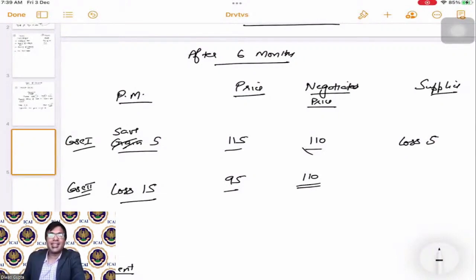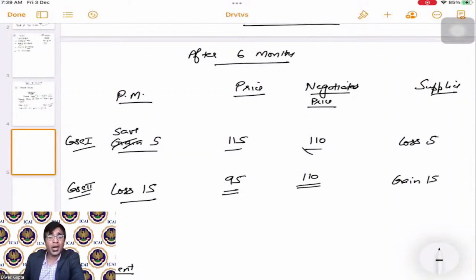Similarly, see how the supplier is thinking now. If in the open market the rate is 95, I am able to sell at 110. That means I am gaining 15 rupees extra, because this 95 rupees is not relevant to me. I can still make my deal and I can still deliver it at 110.